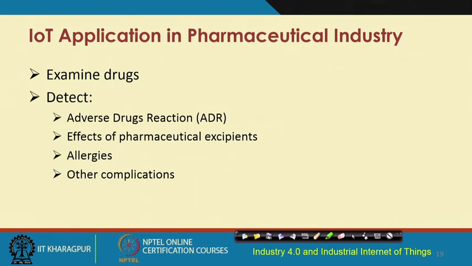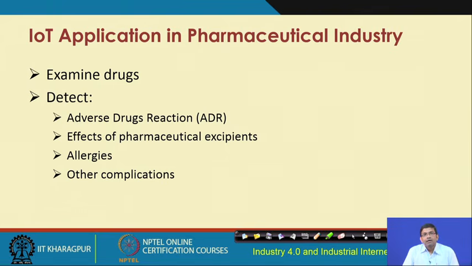IoT solutions could be also deployed in order to detect adverse drug reactions, effects of pharmaceutical excipients, detecting allergies, other complications that might be happening. So, all of these drug reactions and allergies, etc., monitoring those, detecting those, everything could be done in the pharmaceutical industry. These are being done with the help of different appropriate sensors.